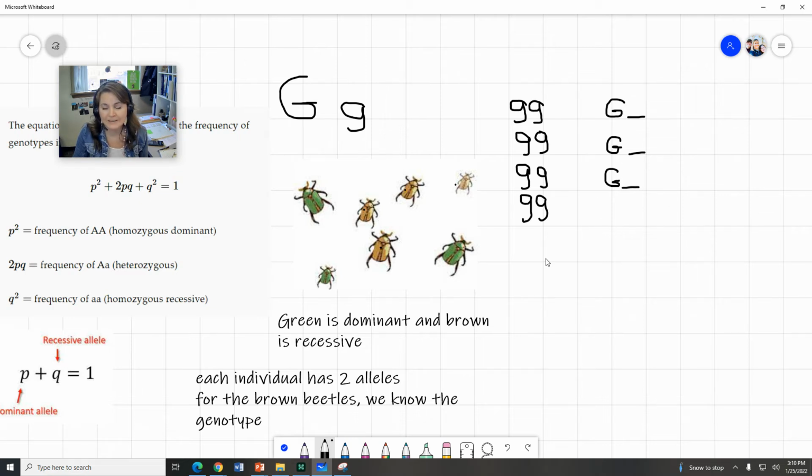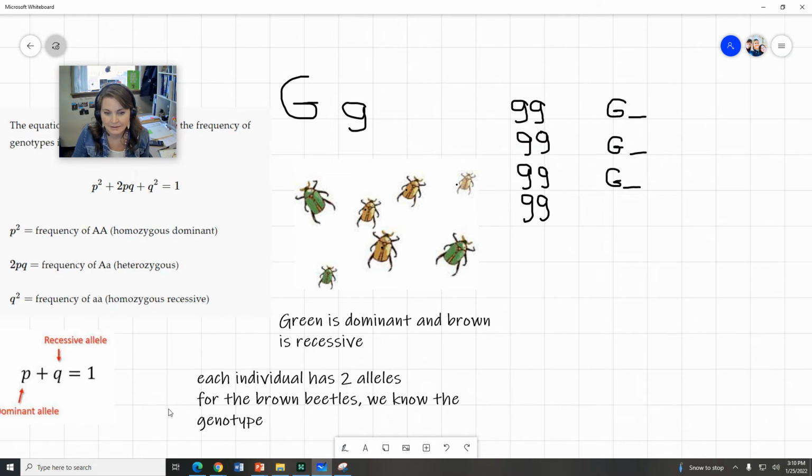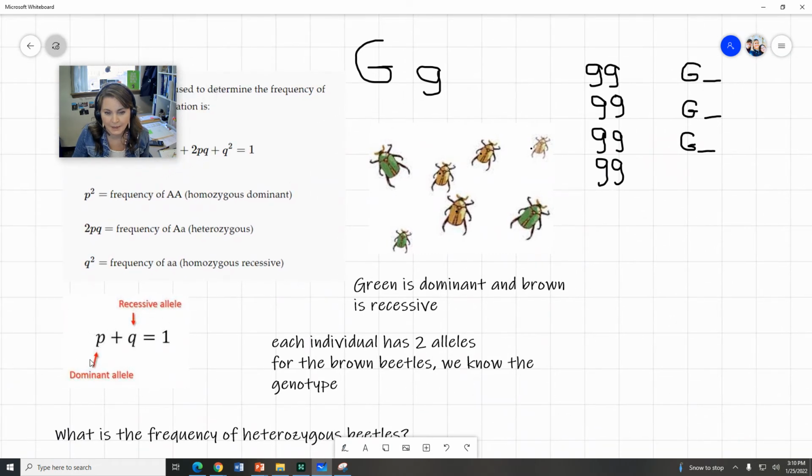What we do know is if I added up all the little g's and all the big G's, that would be all the alleles that population would actually have. So that is where this equation comes from: p plus q equals 1. All of them together equal everything there actually is, right? Everything there actually is: p plus q equals 1.